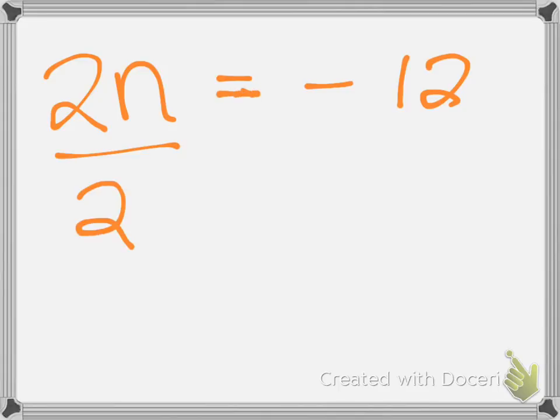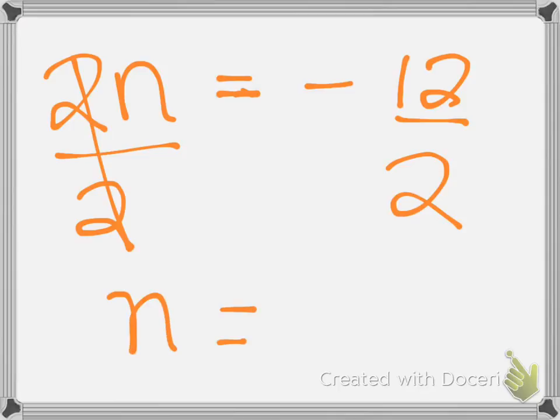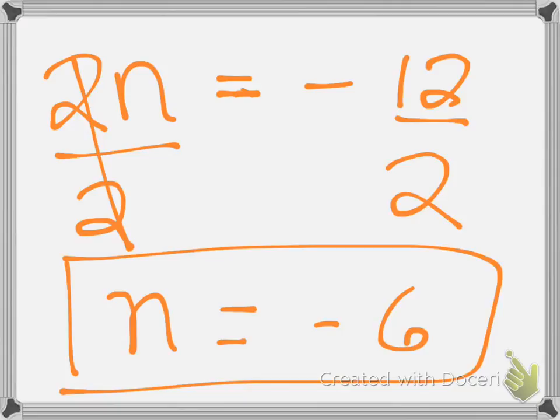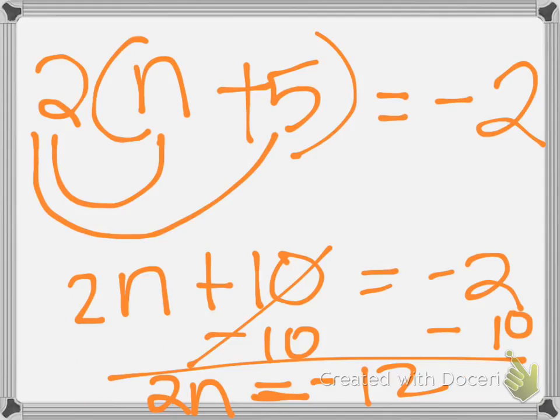Divided by 2 on both sides. 2 and 2 cancel out. n equals minus 6. And so our answer equals n equals minus 6. Let's plug into our question that we did before. So what's our question?